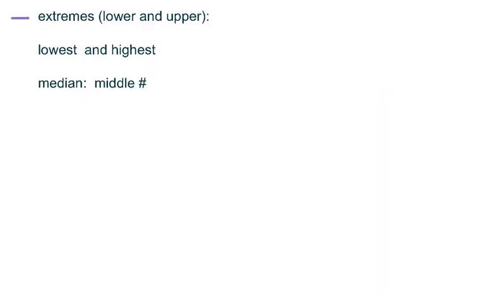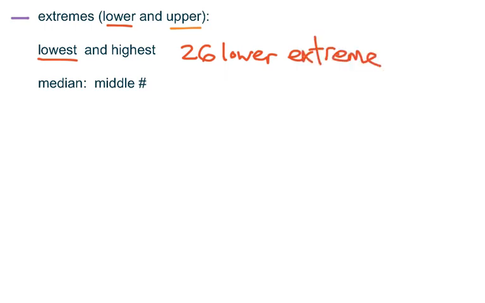So as I mentioned before, extremes are important. We have two types, the lower and the upper. So when I think about my lowest value, that's my lower extreme. We saw that the lowest value was 26, so 26 we would call our lower extreme. It's just a name given to the lowest value. Thinking about the highest, that's my upper extreme. We knew that the highest was 55, my upper extreme.